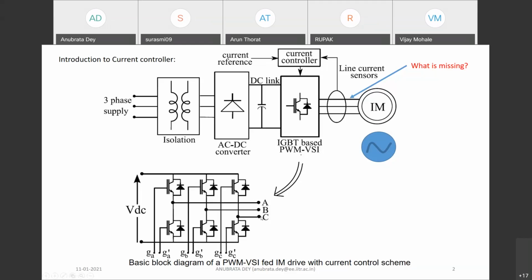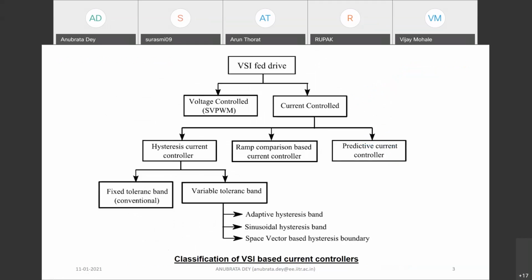Maybe the two-level inverter is not able to give proper quality output, so that needs to be filtered. That may require some LCL filter. Okay, so this is the basic structure of a current controller. Now we'll deal with different current control strategies and different classifications of current controller.